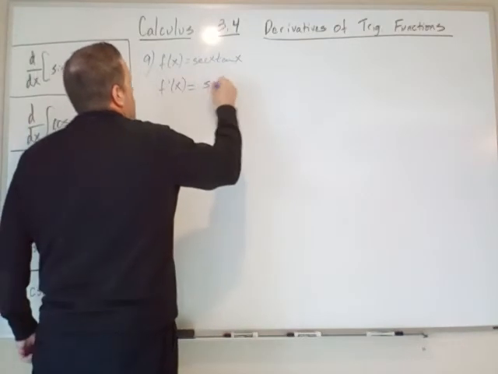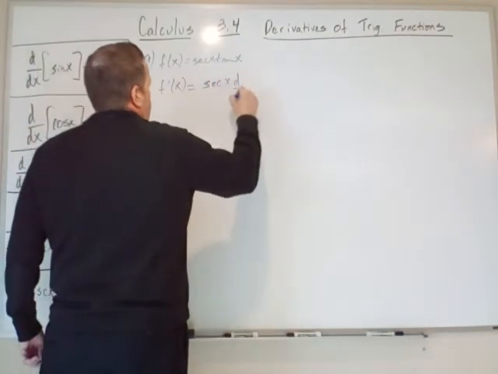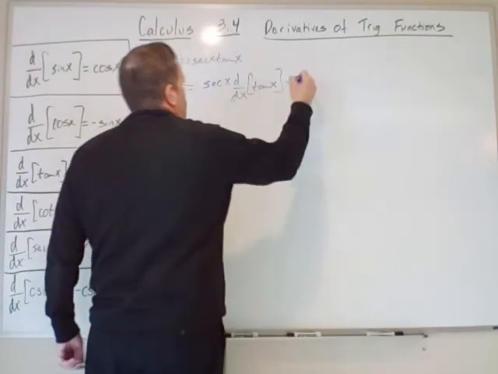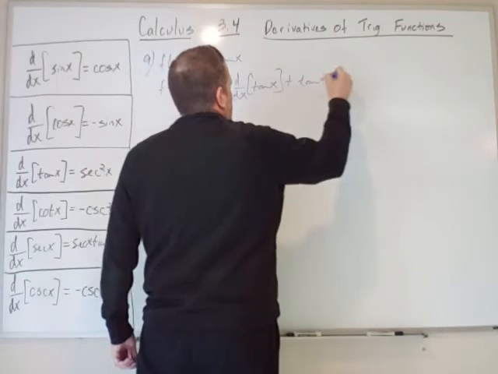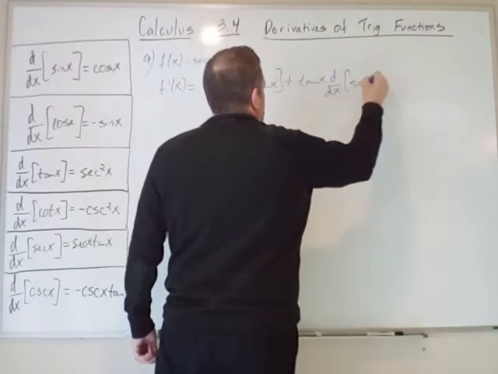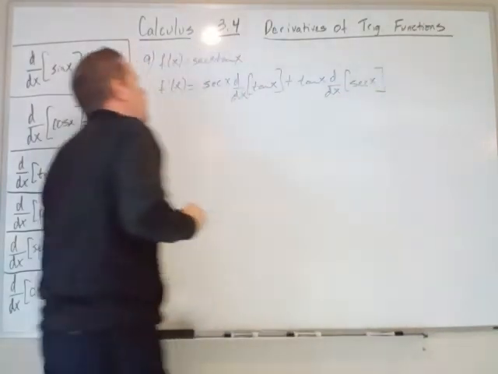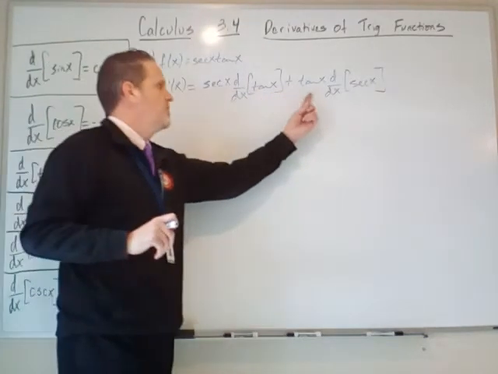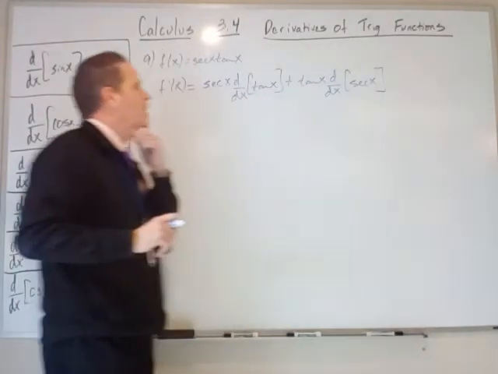So 1d2 plus 2d1. So I've got the secant of x times the derivative of the tangent x plus the tangent of x times the derivative of the secant of x.